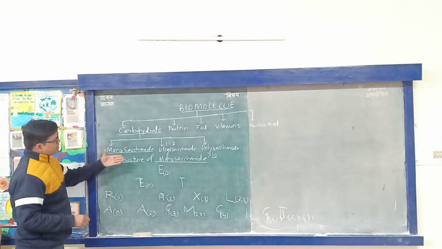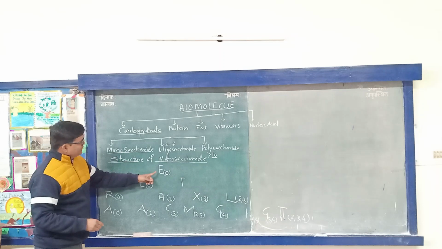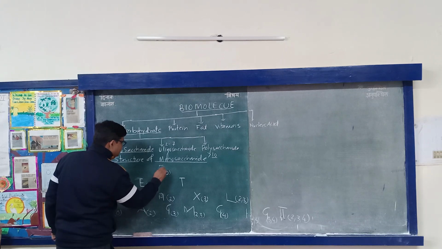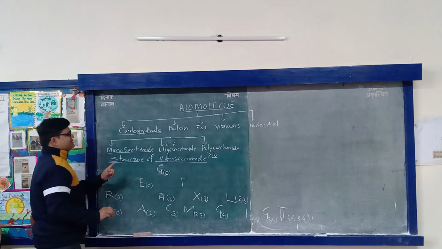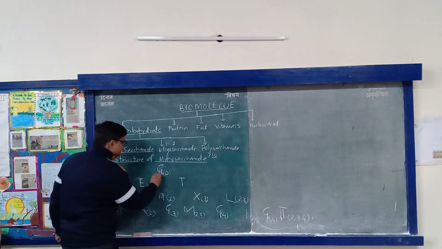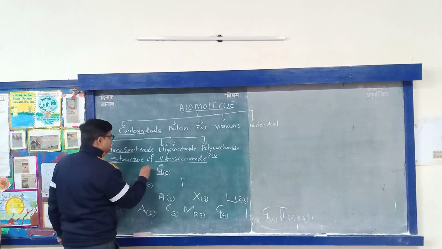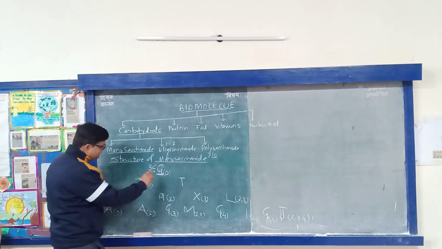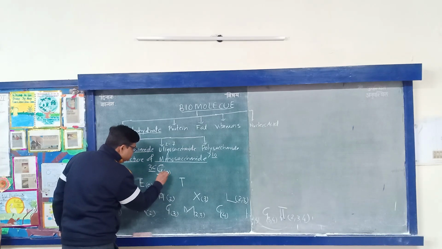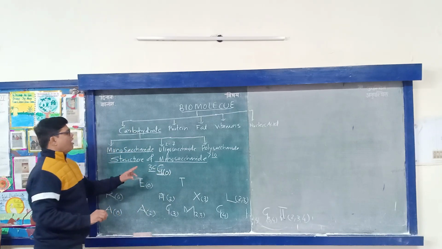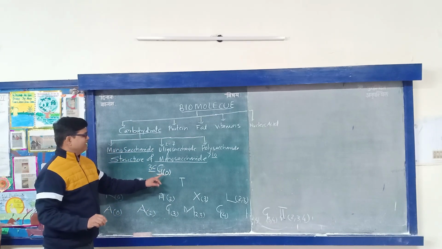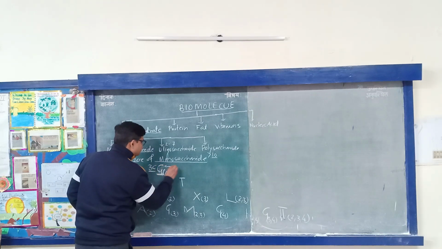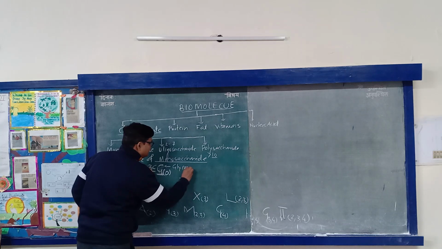This is a symbolic representation. Suppose this is G. This G is glyceraldehyde, a 3 carbon containing monosaccharide. To learn it, we indicate that all the hydroxy groups are present on the right side. This is glyceraldehyde.